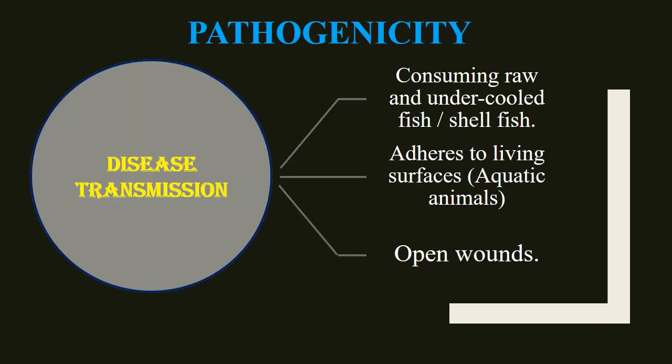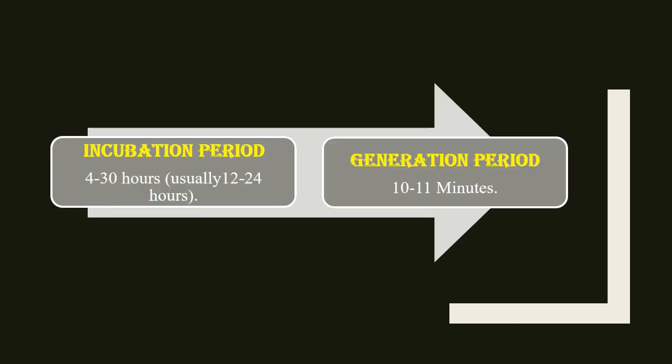Pathogenicity of Vibrio parahaemolyticus. First, disease transmission. Consuming raw and undercooked fish or shellfish; it easily adheres to living surfaces like aquatic animals. It is exposed to open wounds. The incubation period of this bacteria ranges from 4 to 30 hours, usually 12 to 24 hours. The generation period is 10 to 11 minutes.